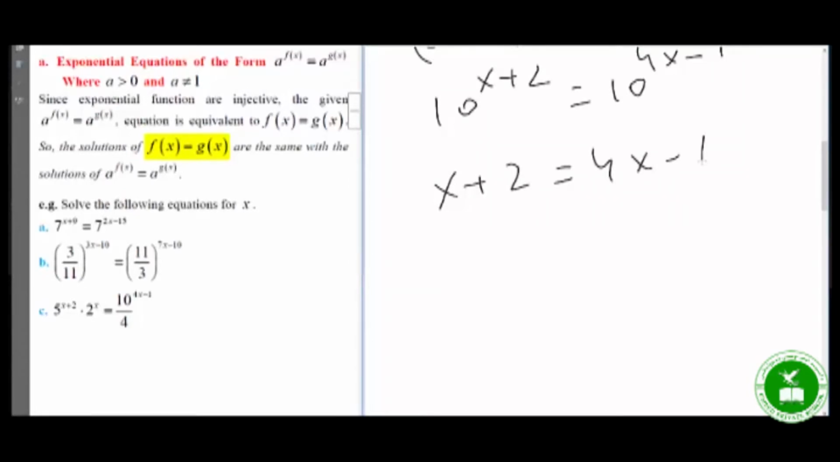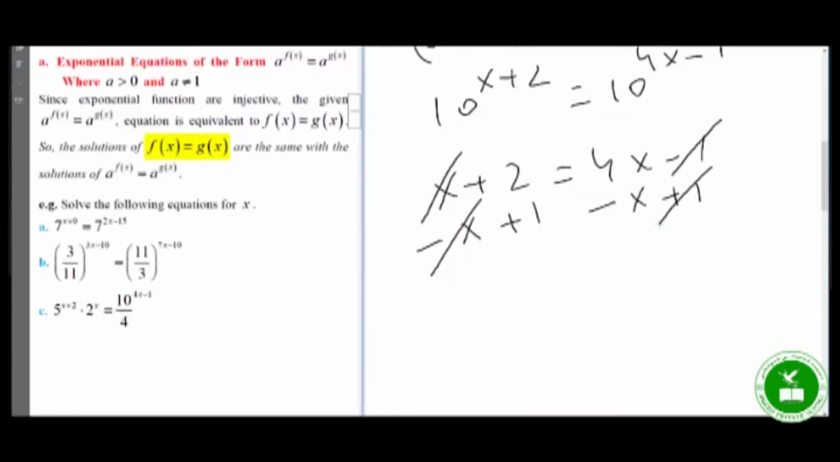So let's take the variables, the unknowns, to one side and constants to another side because it's a linear equation. We add negative x plus 1 to both sides. Negative x and positive x will be cancelled. Negative 1 and positive 1 will be cancelled. So in here 4x minus 1x is 3x, which is equal to 2 plus 1, 3. If we divide both sides by 3, x will be equal to 1.